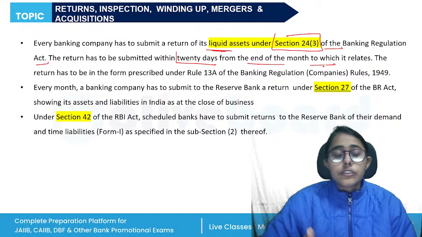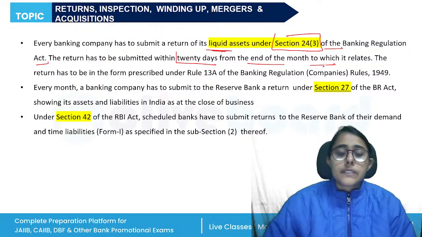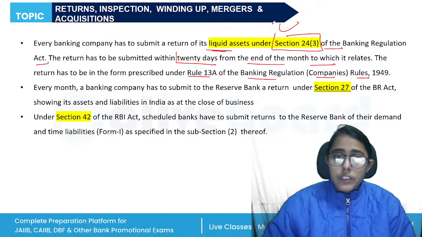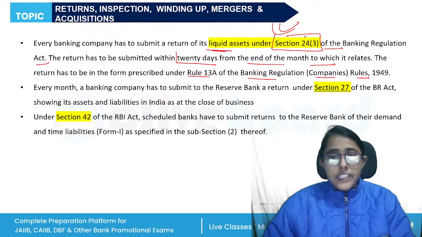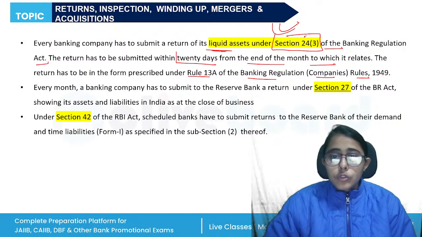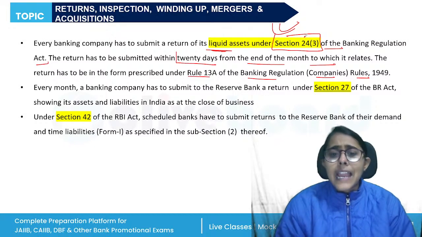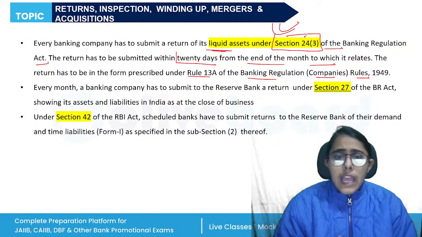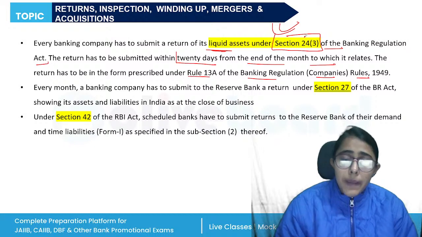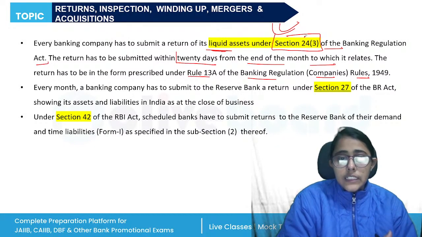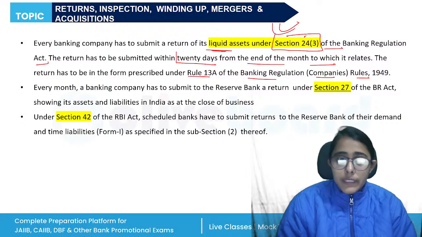And this has to be according to the form which is prescribed under Rule 13A of the Banking Companies Rules of 1949. All right, so these sections are important. Section 24, subsection 3. So it should contain the particulars of the assets and the demand and time liabilities, right? And the Reserve Bank can also ask the banking company to furnish returns showing particulars of certain assets at the close of each day of the month as well.